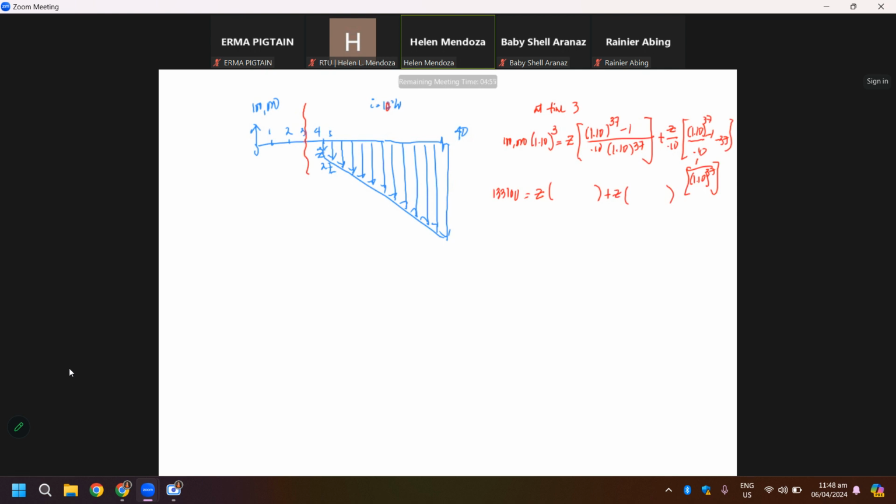O, lalo na pag nakuha kayo sa RTU, ang ECO po ay pangkaraniwan kasi maraming subject yan. First semester, ang ECO ay 22 sections.